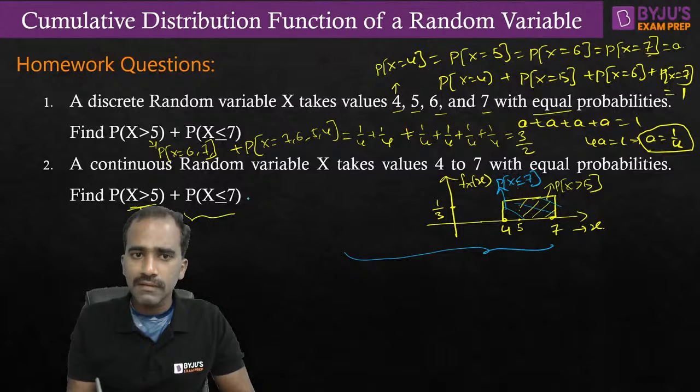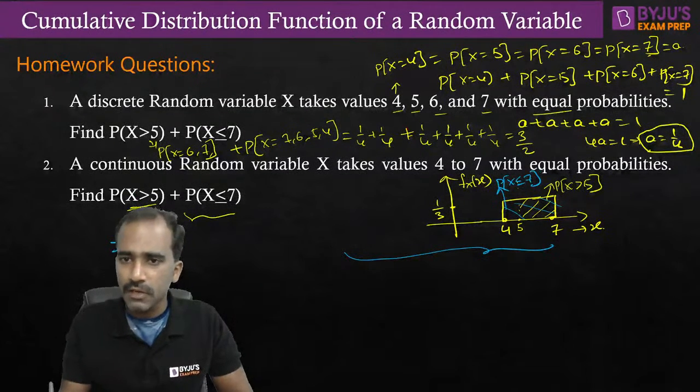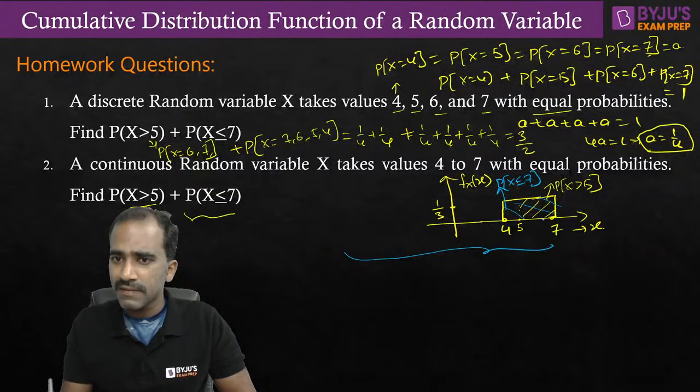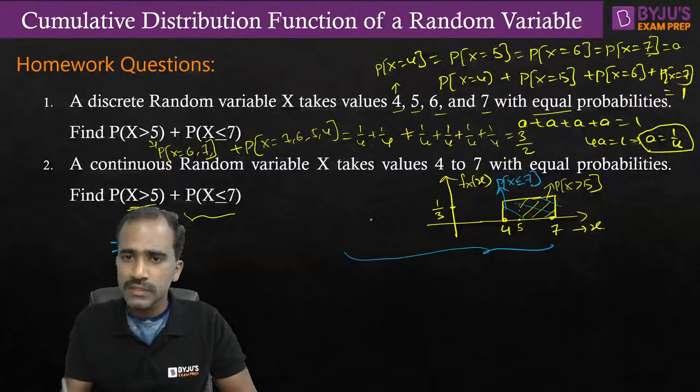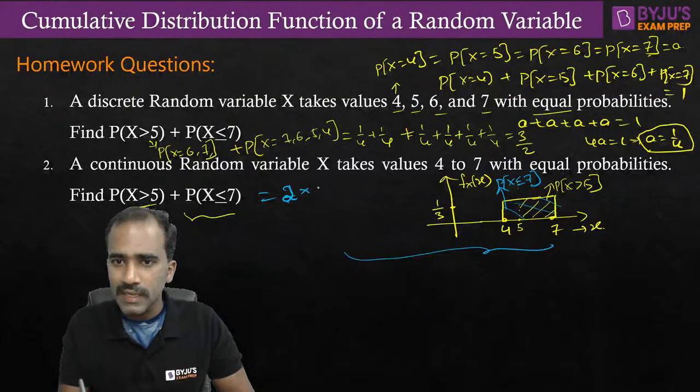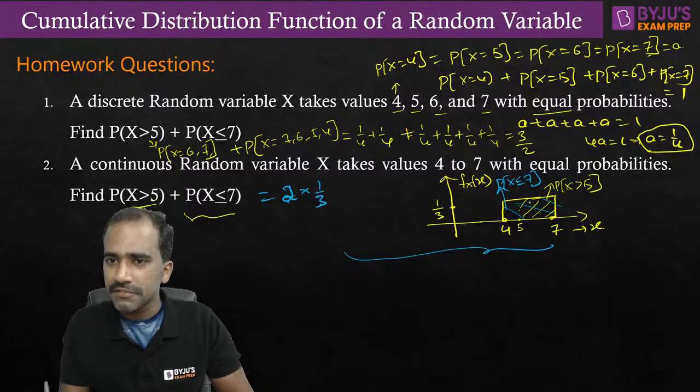So what is the value of P of x greater than 5? X greater than 5 means this part of the area, the yellow area. How much is that? From 5 to 7, the width is 2 units. P of x greater than 5 means this area. This looks like a rectangle with a width from 5 to 7 and a height of 1 by 3. The width is 2 units, and the height is 1 by 3. So that is the area of P of x greater than 5, this part.